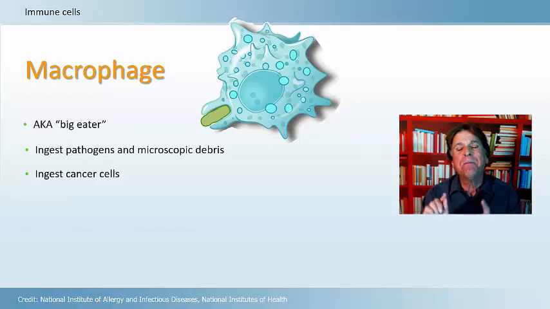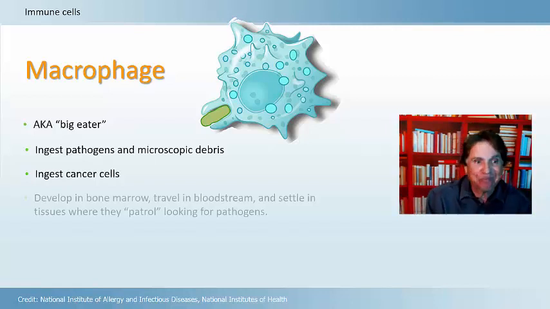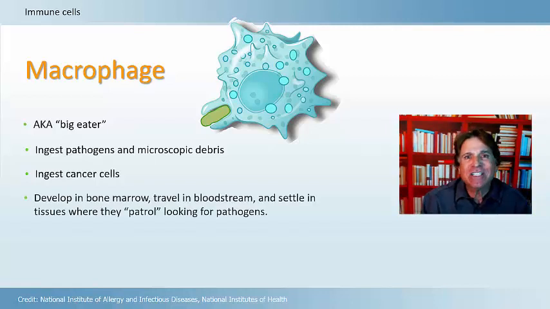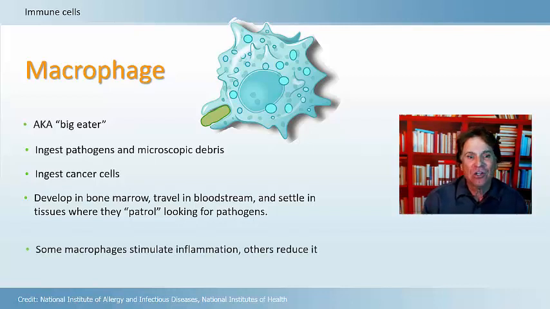So this is a built-in defense that you have against cancer, because sometimes a cell can go cancerous, and these macrophages, if they detect cancerous cells in your body, can go bring that cell or attack that cell, and they can destroy it. The cells develop in the bone marrow, they travel in the bloodstream, and they settle in tissues where they patrol those tissues looking for pathogens. And if they see a pathogen, then they ingest it.